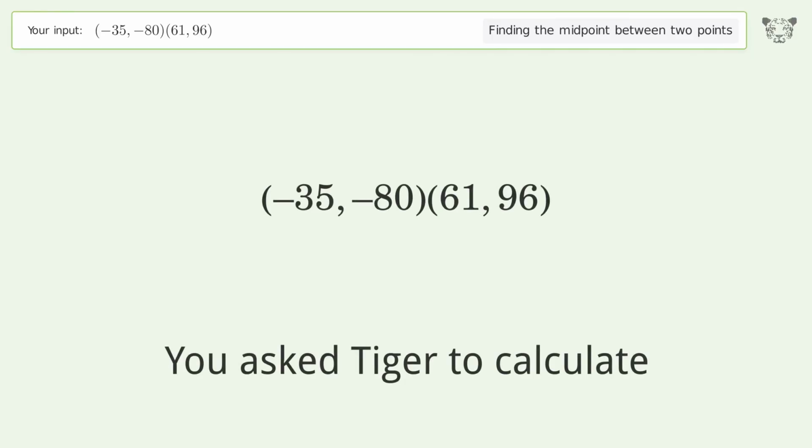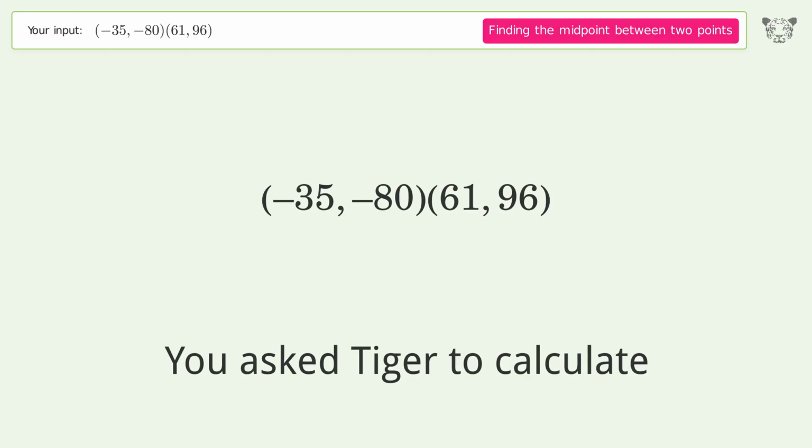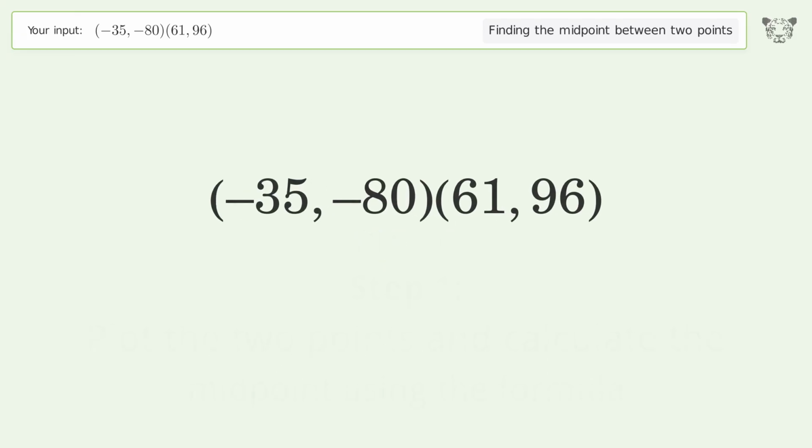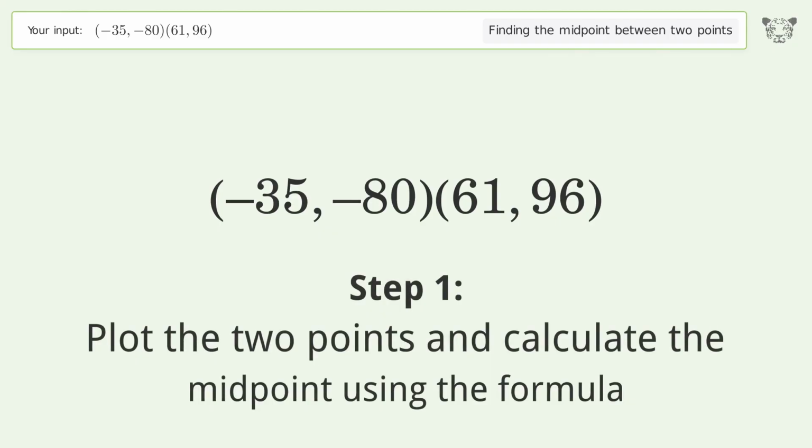You ask Tiger to calculate. This deals with finding the midpoint between 2 points. The midpoint between the 2 points is 13,8. Let's solve it step by step. Plot the 2 points and calculate the midpoint using the formula.